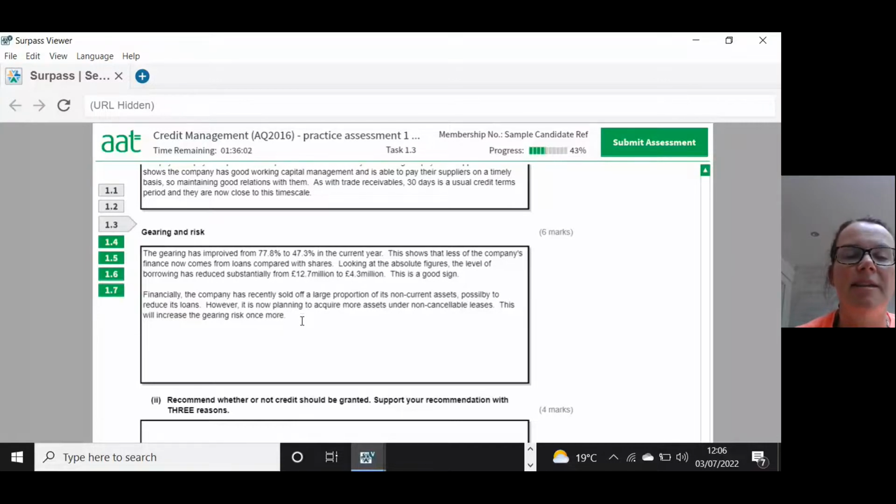However, it's got these plans to invest again. So we're going to be back to where we started. So that's thinking about the finance risk. Maybe you could add in why it's a risk. High gearing is risky because the company has finance that requires servicing in the way of interest and repayments.